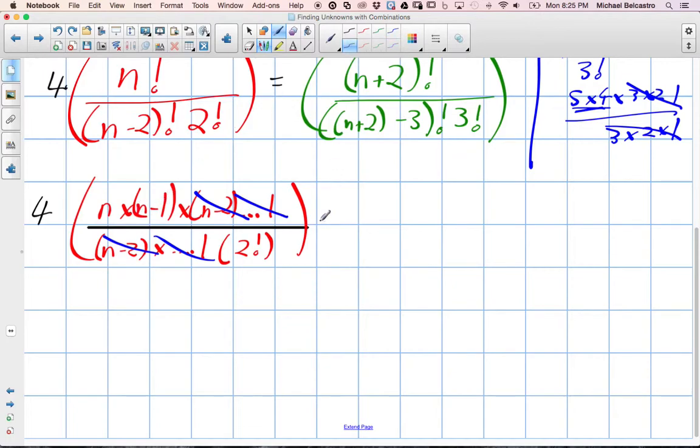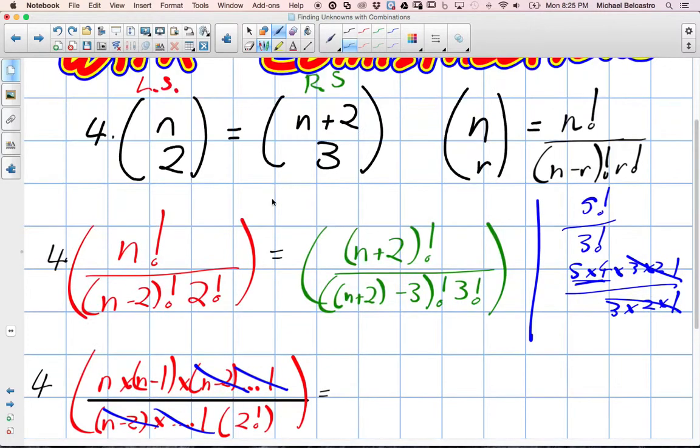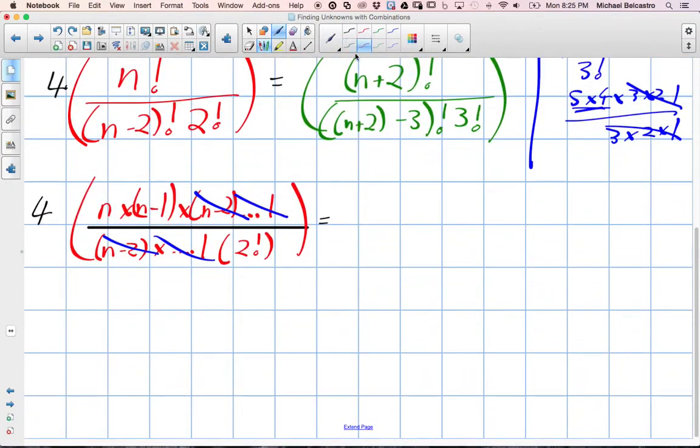Did I do my left and right wrong? No, that is the left. Okay, good. The left side of the equation: we still have 4 times it, but this time on top we just have n times n minus 1, all divided by 2 factorial, which is 2 times 1, so it's just the number 2. There's our left side.